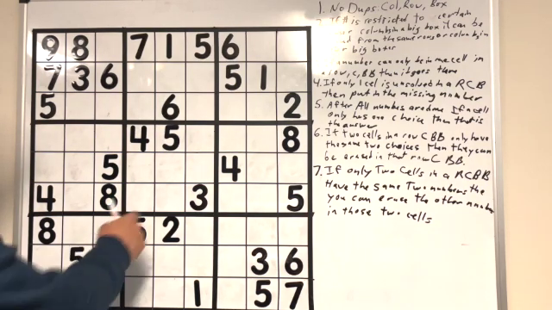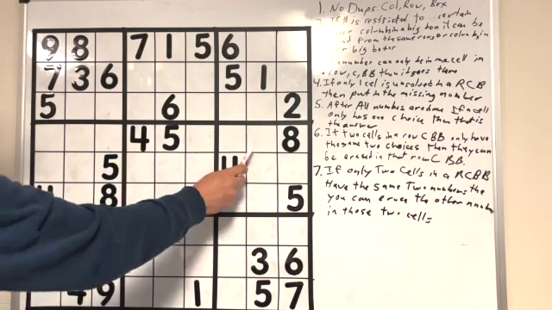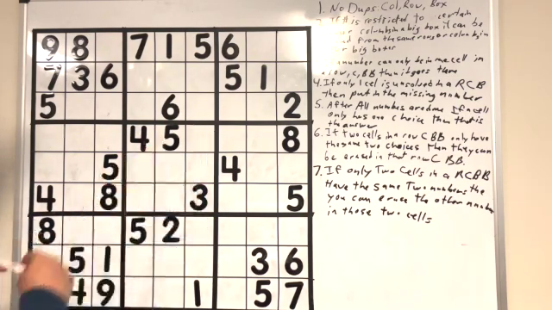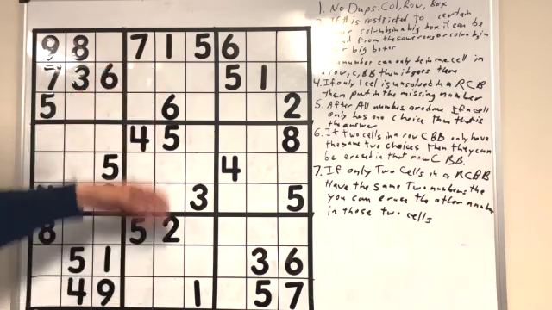Good. How about this one? 8 can't be across the top and it can't be across the bottom. So it has to be in the middle. But no help other than that from these two boxes.